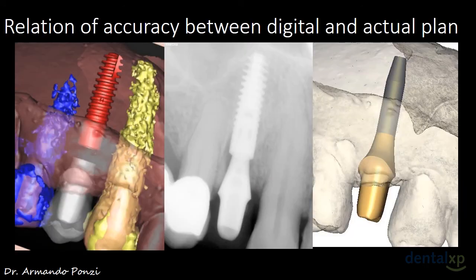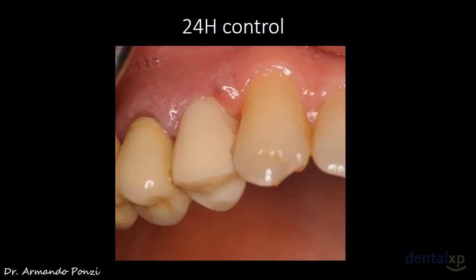These three images show the high level of accuracy correlation between the virtual plan lateral pictures and the actual ones, with the X-ray in the middle. The picture shows the healing phase at the 24 hours control. Please note how we smoothed out the occlusal crown area, as you see in the circle, to protect the implant healing phase from occlusal force.